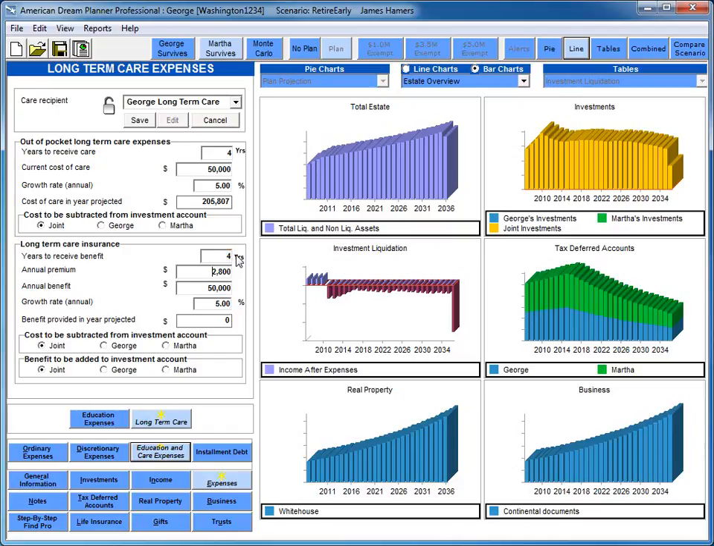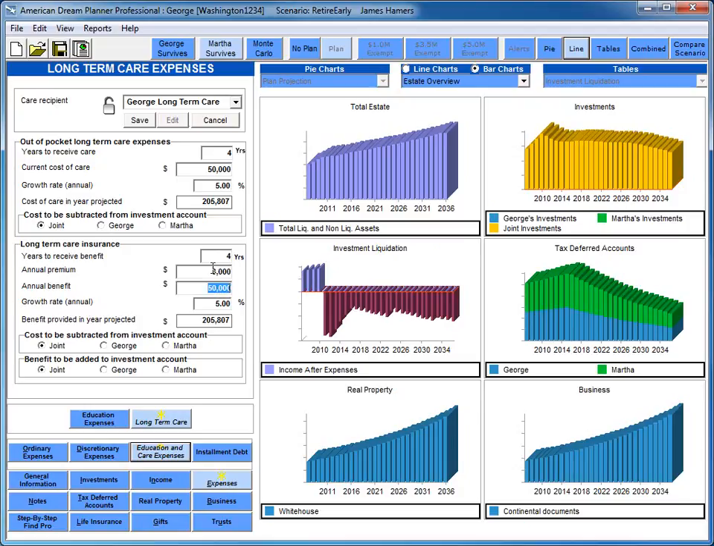Again, they can buy a 4-year policy, re-input the value of the cost of care, and now again we have a stable investment account. The client doesn't run out of money. We can save our data and solve the problem.